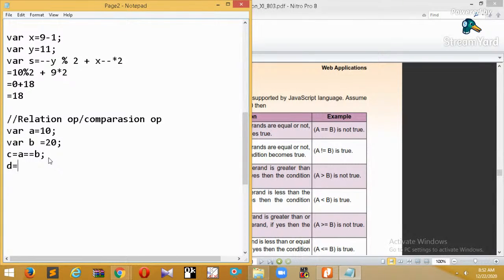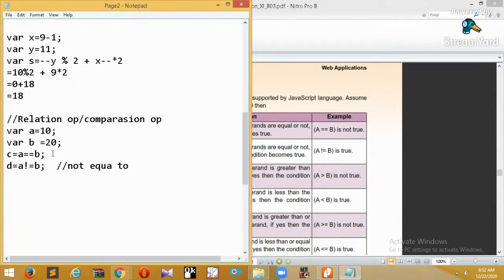Next, suppose you want to check whether two values are unequal, then you can use this not equal to symbol. Exclamation symbol and equal to, exclamation equal to. This is called the not equal to symbol.